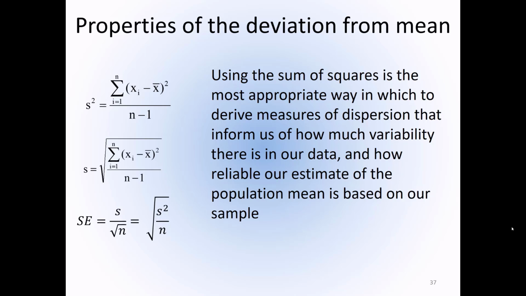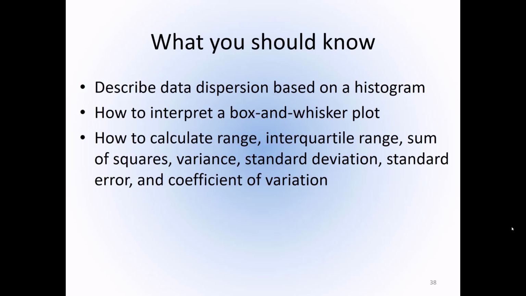Again, we'll cover much of this in class, but you should have a basic understanding of how to make these calculations of variance, standard deviation, and standard error, and also be able to interpret what it means when these values are either larger or smaller. So this is the end of our lectures on dispersion. Some things that you should be able to do are to describe dispersion based on a histogram. If the histogram is wider or narrower, if it's more peaked or more flat, how does this illustrate how much variability we have in our data?